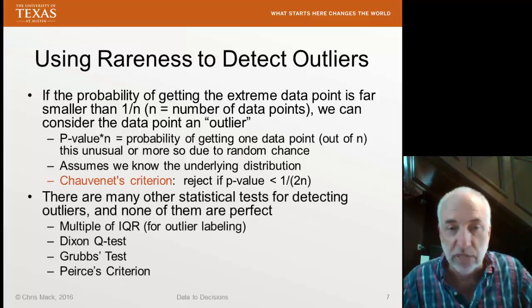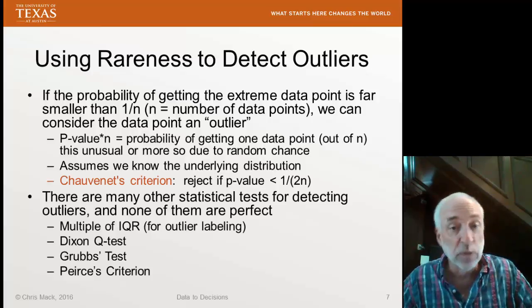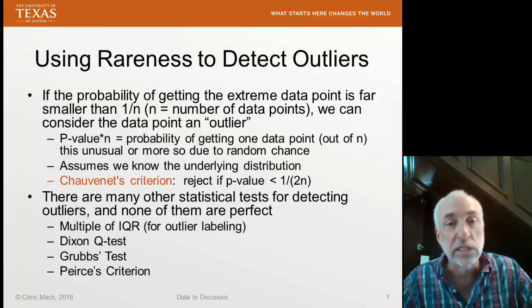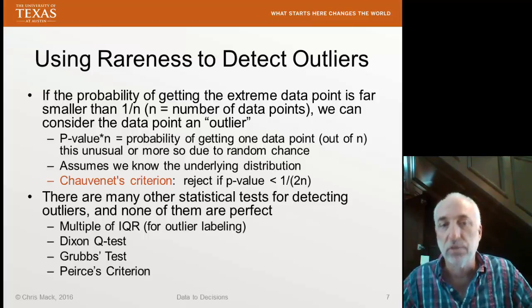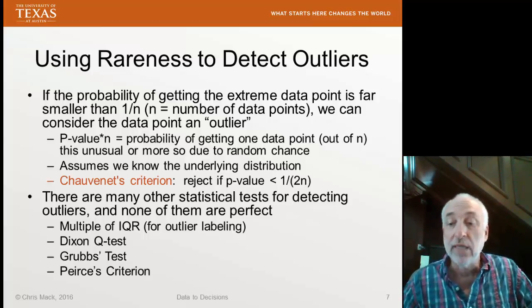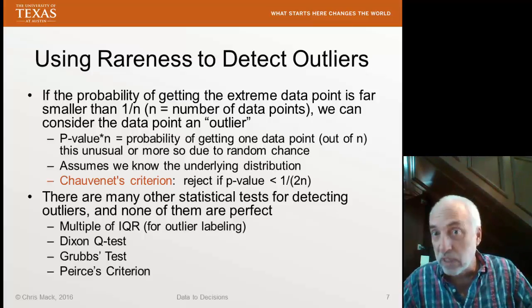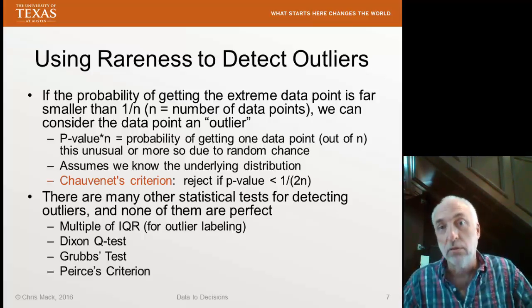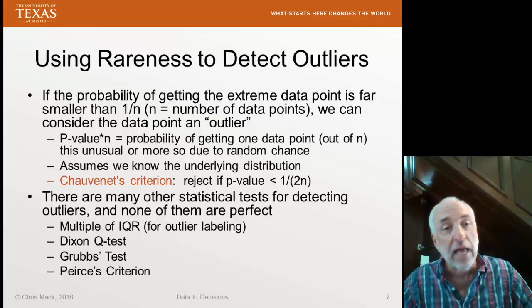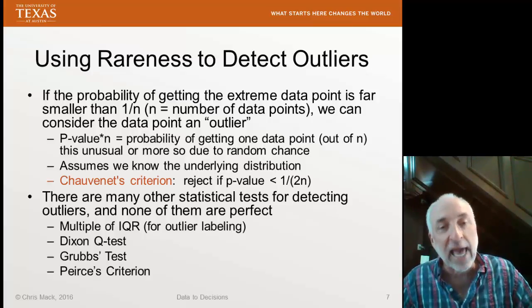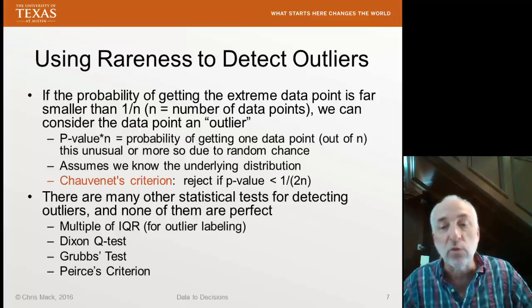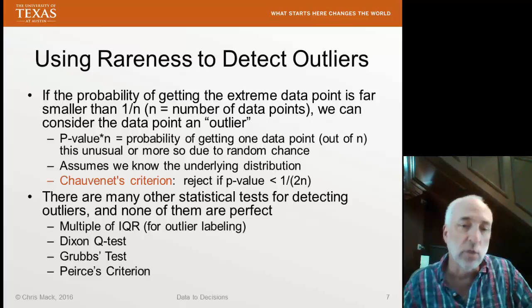There are many other statistical tests for detecting outliers. We're going to go through all the ones in this list. None of them are perfect. They all have their faults and difficulties, and we'll try to point them out. In the end, it's going to be tricky to decide whether a data point really deserves to be characterized as an outlier. And then once you tag something as an outlier, what are you going to do with it? All right, so we'll get to that.